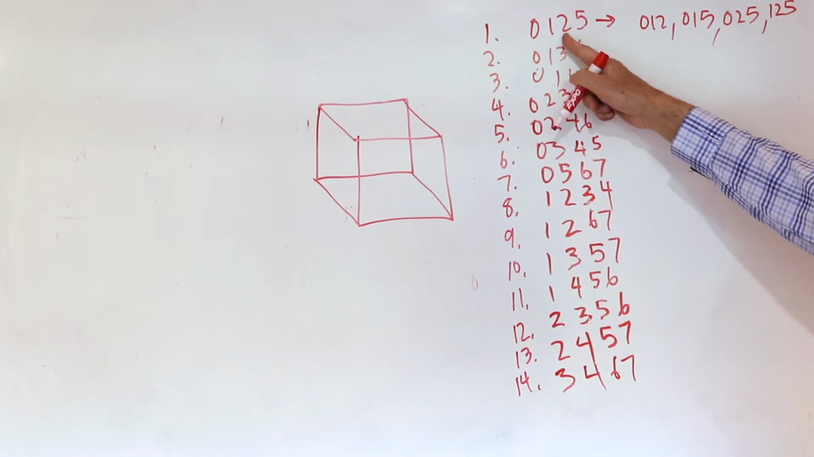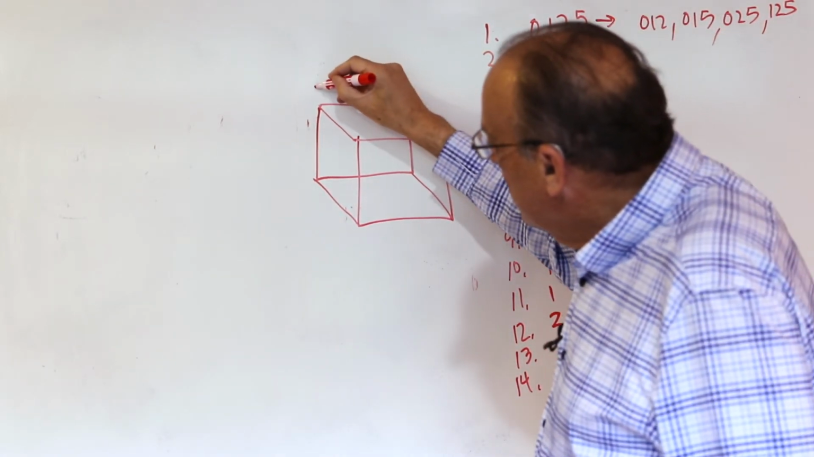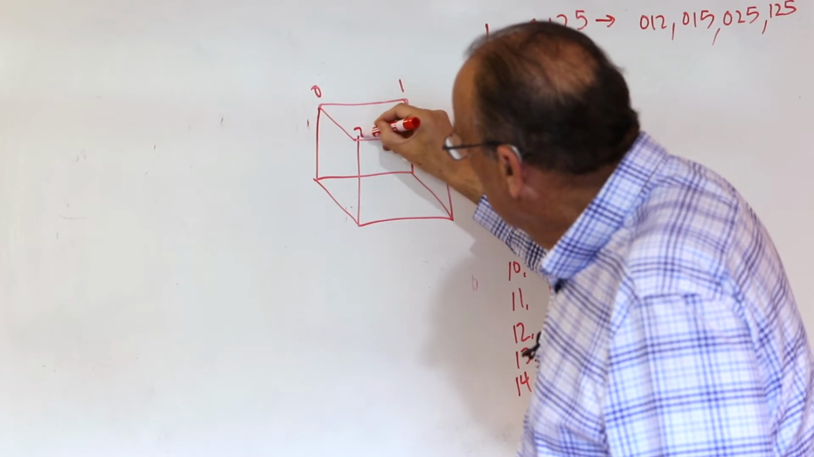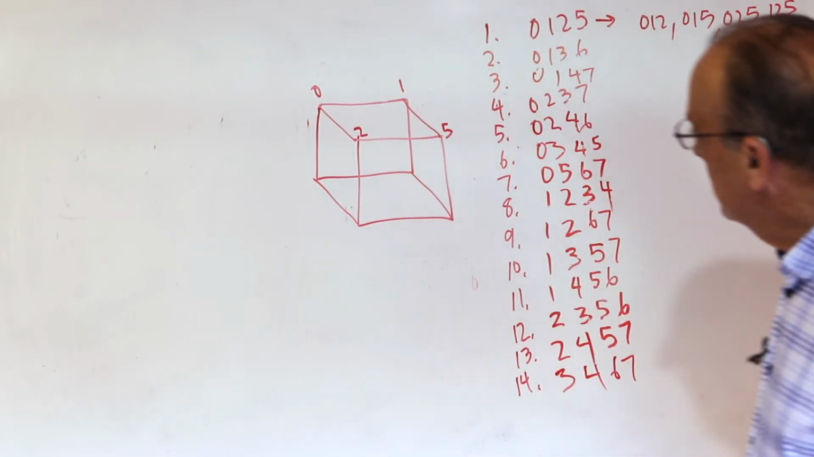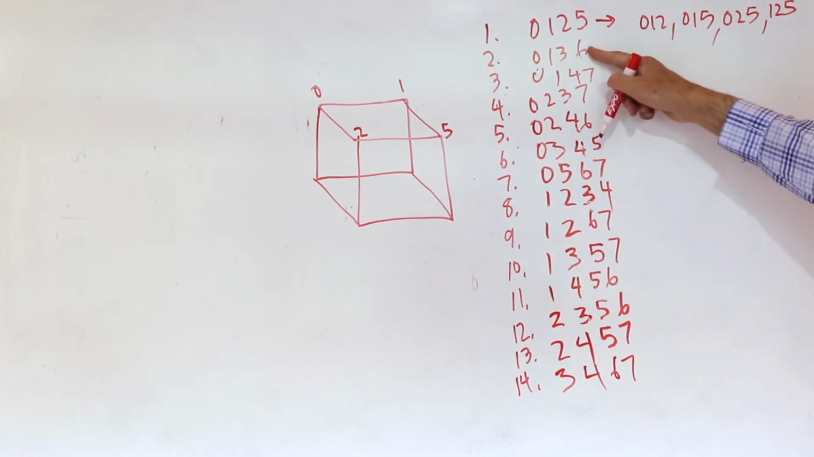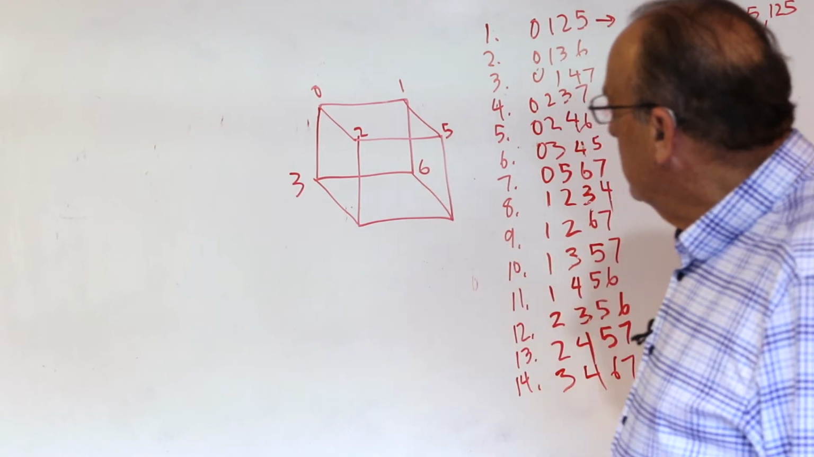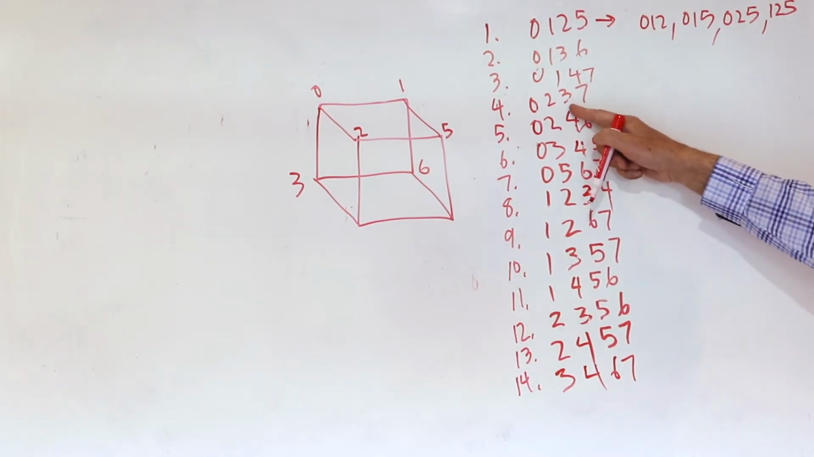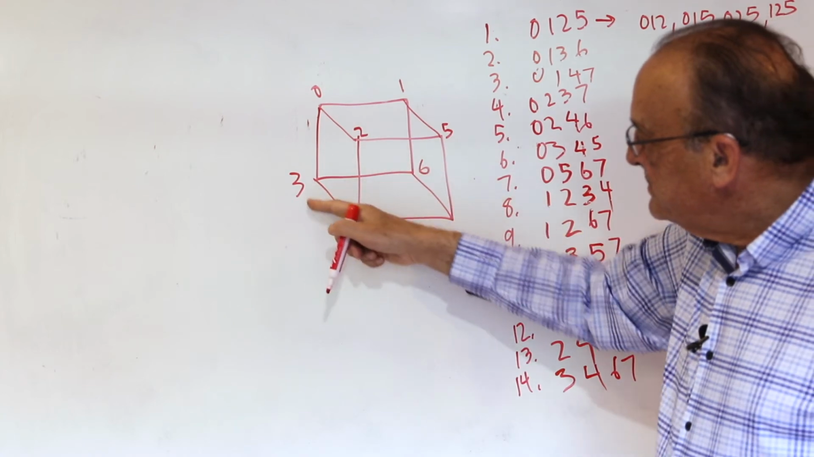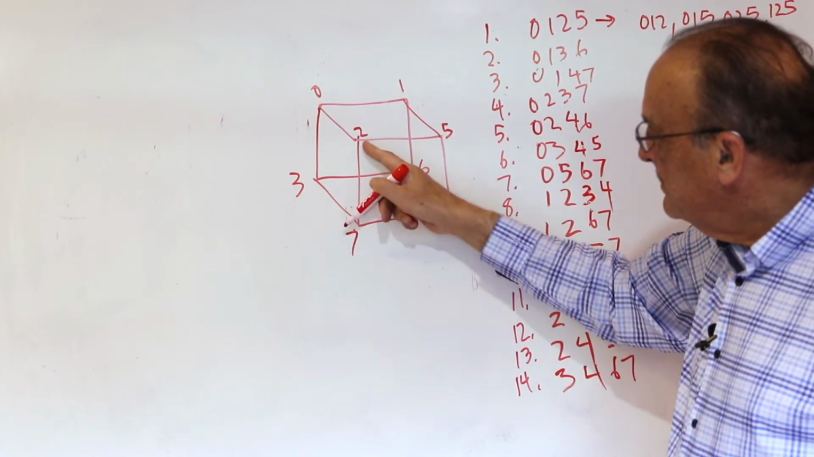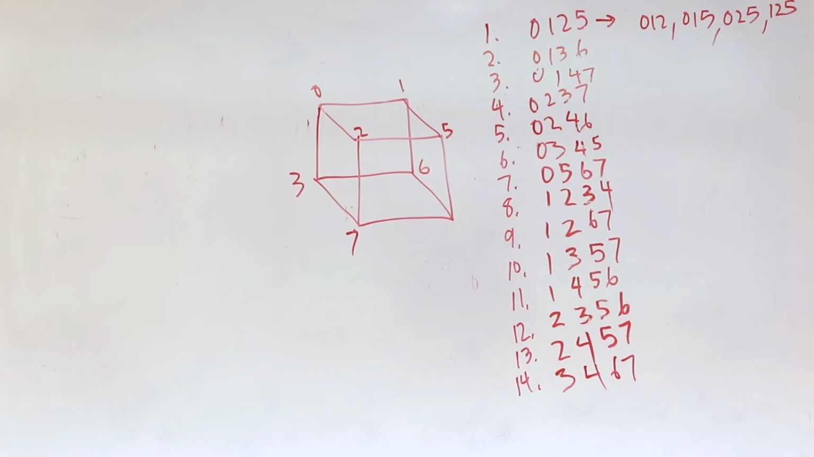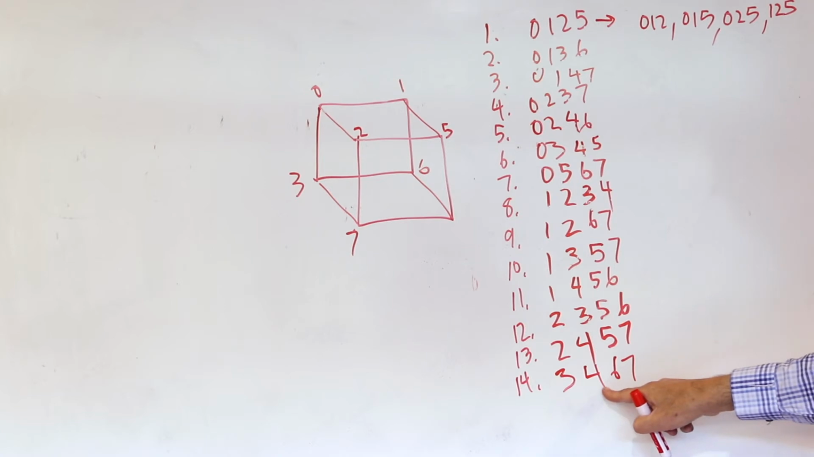So let's put this 0, 1, 2, 5 on one of the faces of the cube. And let's put 0, 1, 3, 6 on the back face of the cube. So 0, 2, 3, 7, I could put on the left face of the cube. And let me see where I have 3, 6, and 7 together. Right here, 3, 6, and 7. So that should be 4.